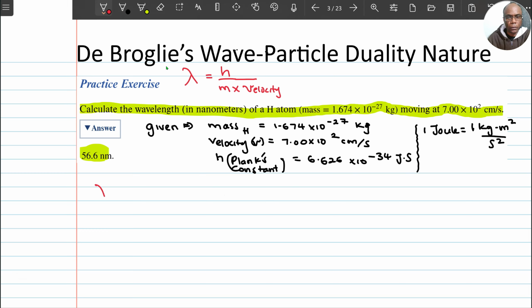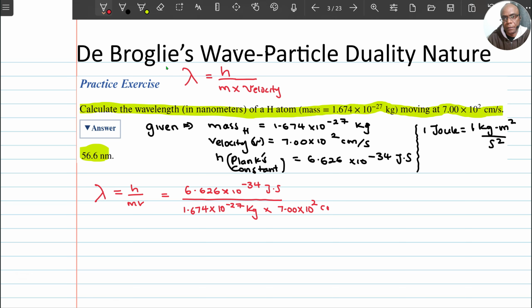So here we go. Our wavelength is equal to Planck's constant divided by mass times velocity. Our Planck's constant is 6.626 times 10 to the power minus 34 joule seconds. That joule needs to be gotten rid of because it will not cancel with anything else. And then divide by the mass of the proton, 1.674 times 10 to the power minus 27 kilograms, multiplied by the velocity, which is 7.00 times 10 to the power 2 centimeters per second.